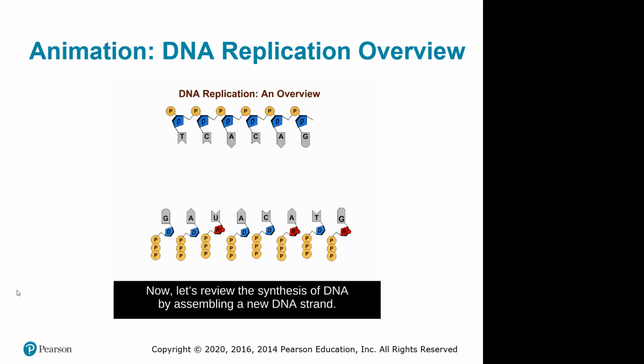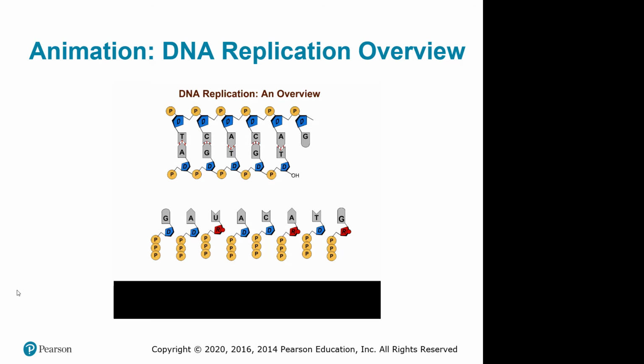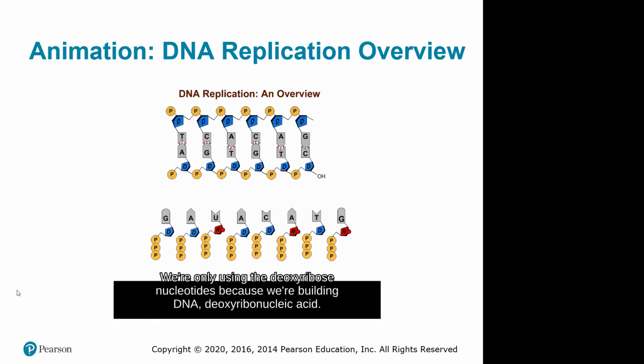Now, let's review the synthesis of DNA by assembling a new DNA strand. We'll use the top DNA strand as the template and choose from the free nucleotides below. Note that D stands for deoxyribose and R stands for ribose. We're only using the deoxyribose nucleotides because we're building DNA, deoxyribonucleic acid.